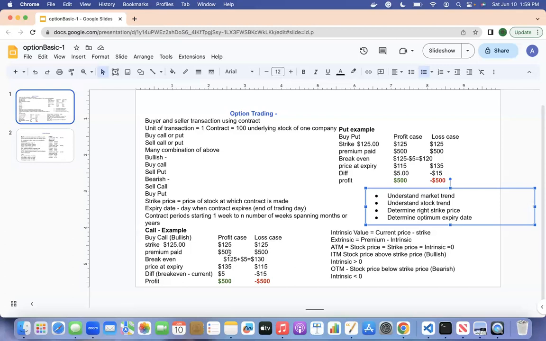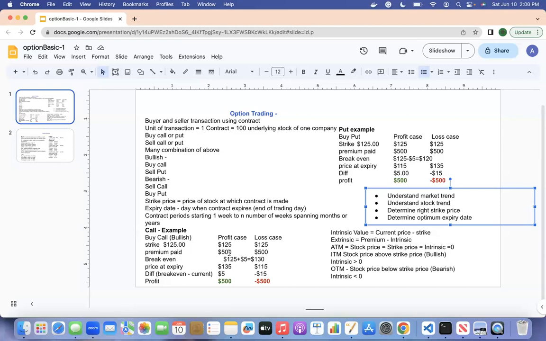Other couple of things you have to know: what is called at the money. At the money means your strike price and the current market price of the stock are very similar, very much the same. In this case, the intrinsic value, current price minus strike price, will be close to 0. In the money means your stock price is above your strike price, which is a bullish strategy. So when you are buying a call, if the stock price is already above the strike price, you are in the money, and you can always sell at a higher price as the stock moves.